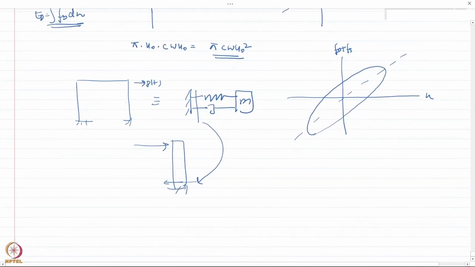If it's a non-linear element, what you might actually see is that it might also look something like this. Sorry, let me draw that again.